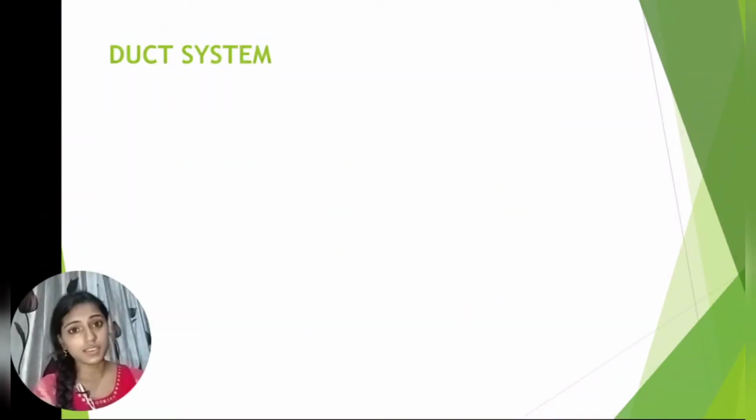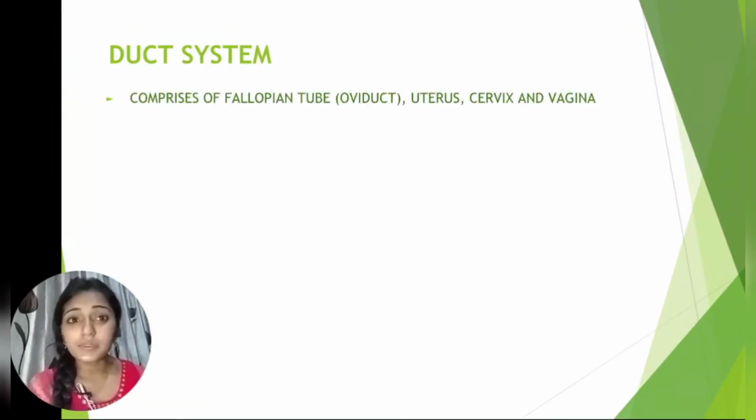Now we will discuss the duct system. The duct system comprises the fallopian tube, also called the oviduct, the uterus, the cervix, and the vagina.